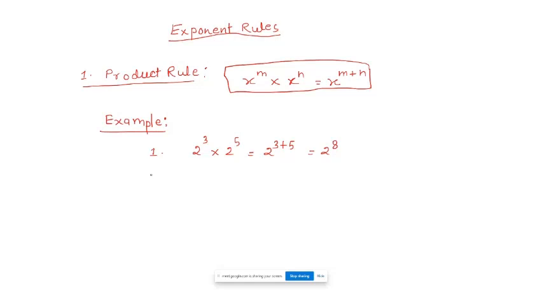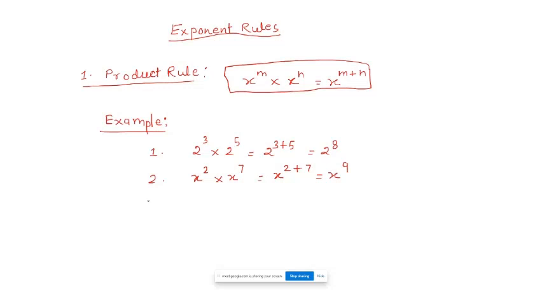Let's have another example. Suppose I have x to the power of 2 times x to the power of 7. What will happen? X to the power of 2 plus 7, which implies x to the power of 9.